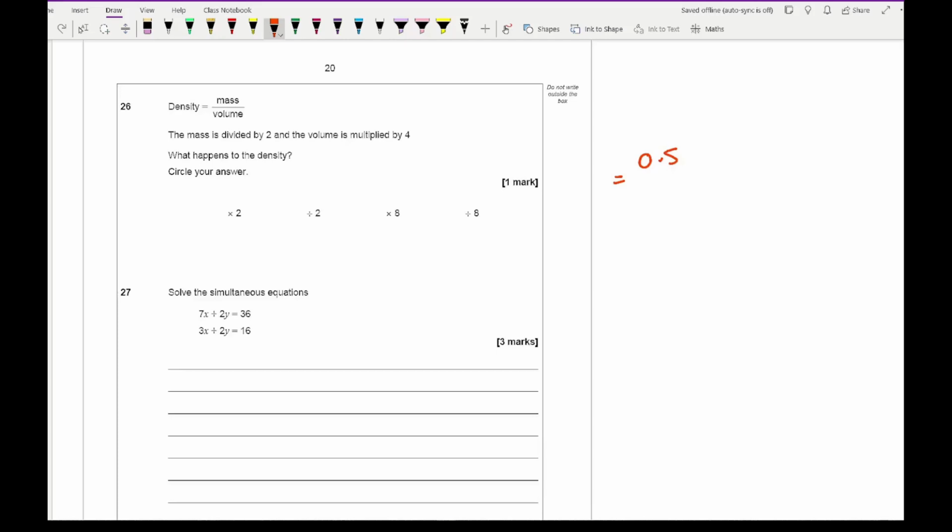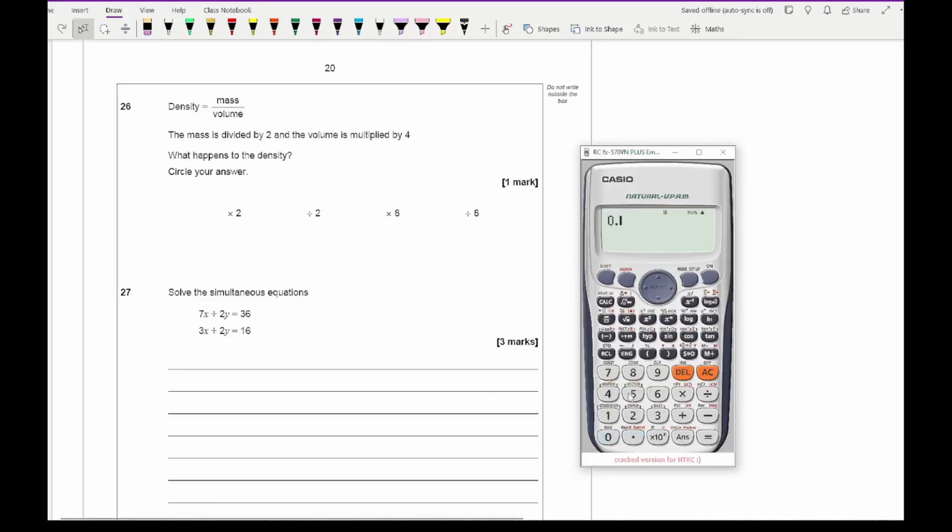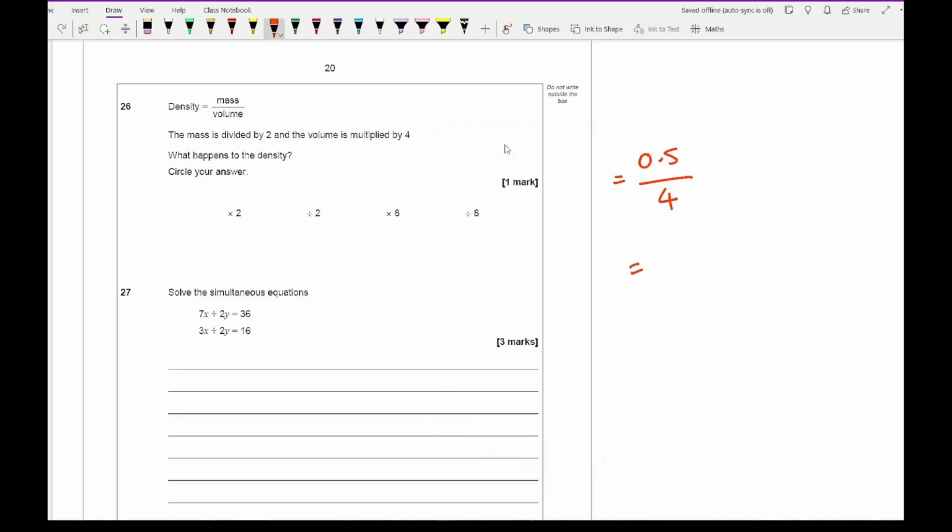And then we're multiplying the volume by 4, so we get this. Now, if I type that into my calculator, I get 0.5 divided by 4, and that equals 1/8. Now, what is 1/8? Well, multiplying by 1/8 is the same as dividing by 8. So the option I need to select is that one there.